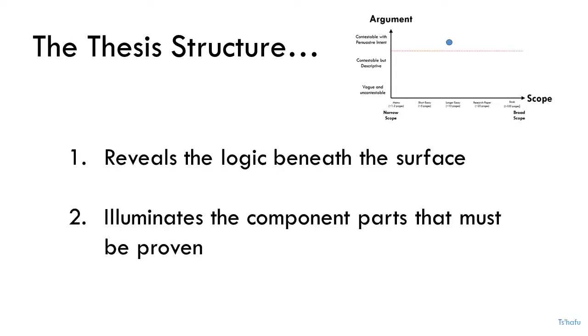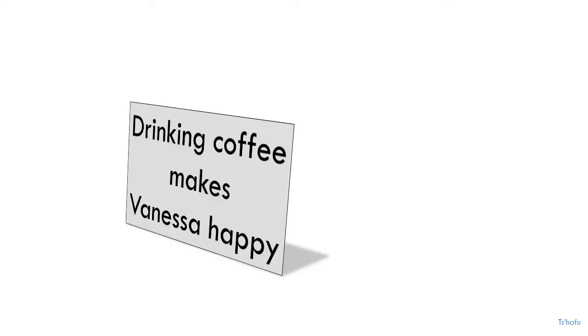Second, because we have now highlighted the structure, we are able to see the component parts very clearly. And it is those component parts that you must be able to prove as the author. That is your job. All of the component parts are what you need to prove. For these two reasons, we want to go through this exercise. So with that, let's try our hands at perhaps the simplest version of this structure that I have in mind. Here we have it: drinking coffee makes Vanessa happy.